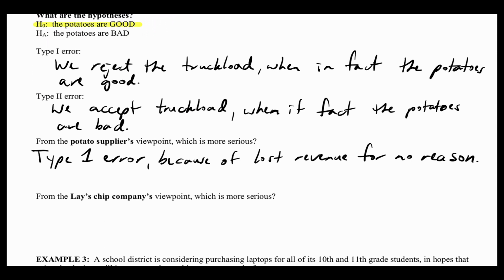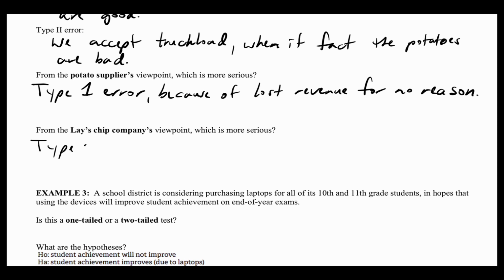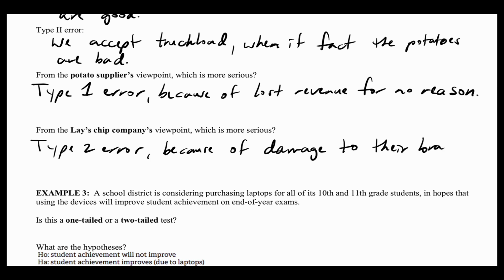So if I'm a company putting out a product, yeah, type 2 error is probably the worst. Okay. Type 2 error because of damage to their brand. Right? Damage to their brand. Okay, all right, we'll stop right there. We don't have a lot left in here, so we'll finish up tomorrow.